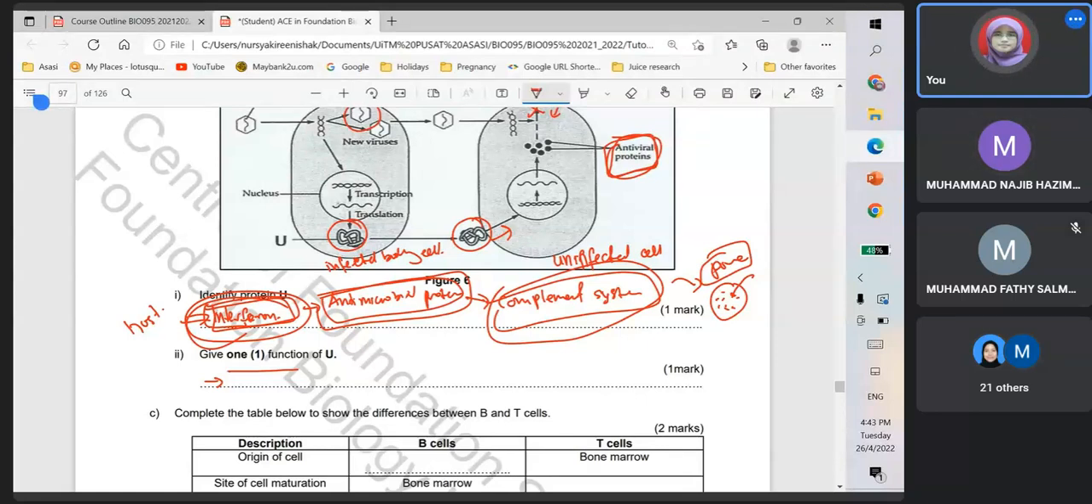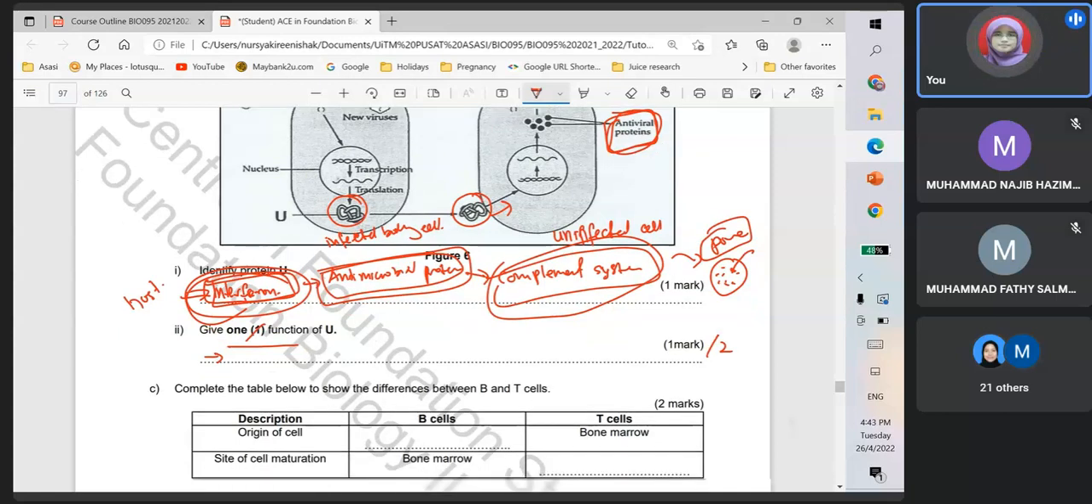Point yang lain awak boleh letak, ataupun inhibit viral reproduction. So kalau macam soalan ni dia bagi dua markah ke, ataupun give two function of U, boleh tambah lah kat situ kan. Inhibit viral reproduction, cause uninfected cell to produce antiviral protein. Yang ketiga, limit cell to cell spread of the virus, and then interfering with the virus ataupun help activate macrophage to enhance phagocytosis. So ada a few function of antiviral protein. Interferon actually. Okay. So thank you, Najib.